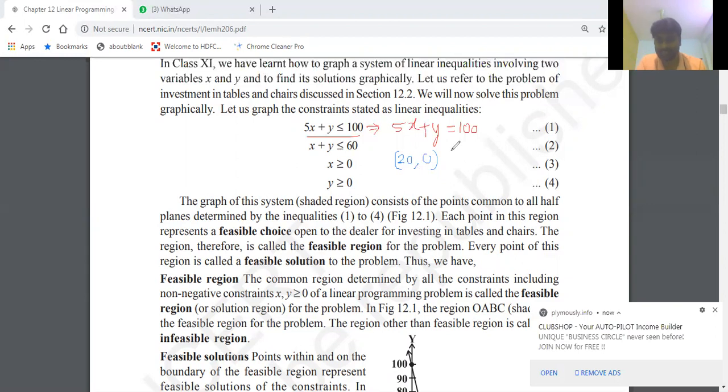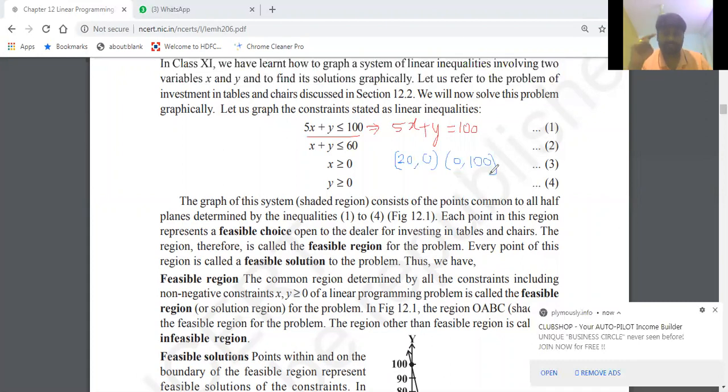Y-axis means make x value 0. So I'm making x value 0. Then y value must be full 100. Otherwise, that cannot be satisfied. Clear? So 20 comma 0, 0 comma 100. Simple. It is enough to take 1 point on the x-axis, 1 point on the y-axis.